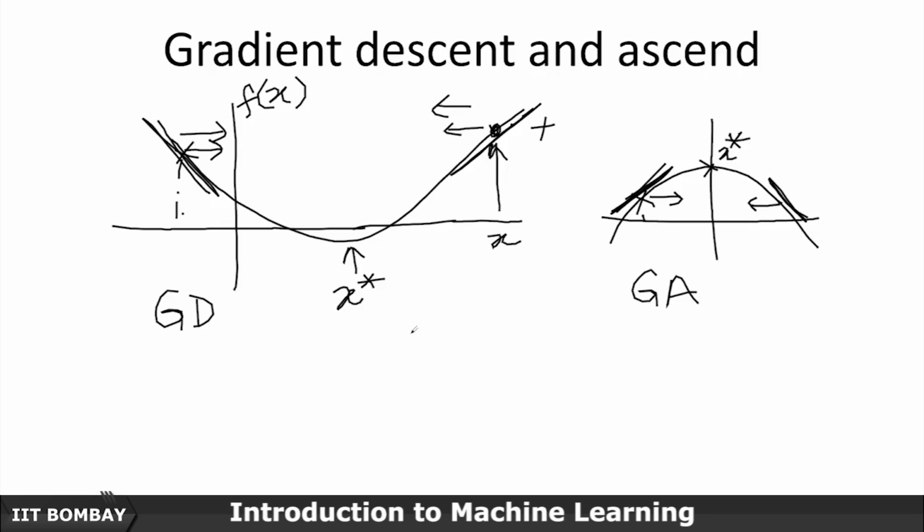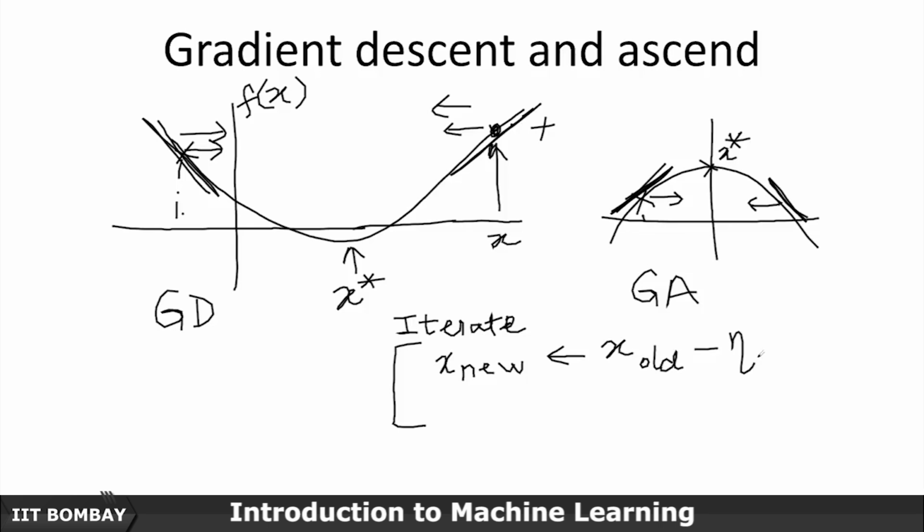So, the minima finding algorithm is simply: iterate or repeat until convergence, and within this loop I will have x new is x old minus some small constant eta times f dash of x, and then x old becomes same as x new.